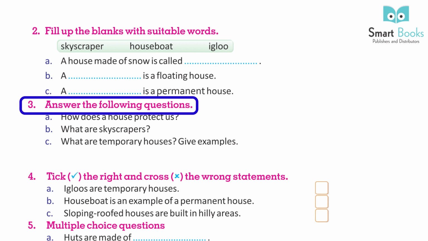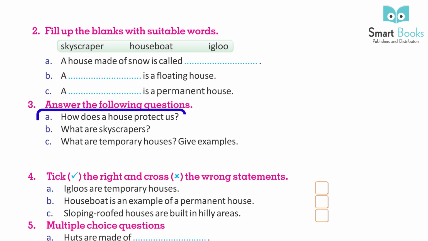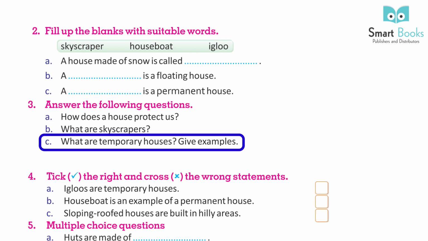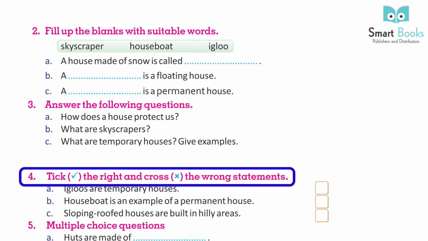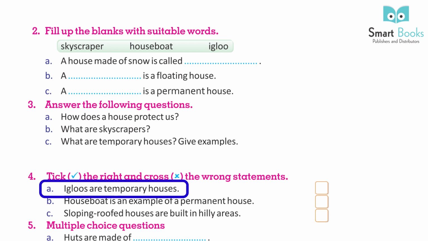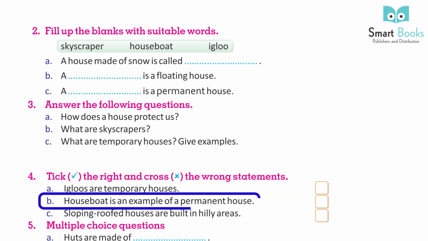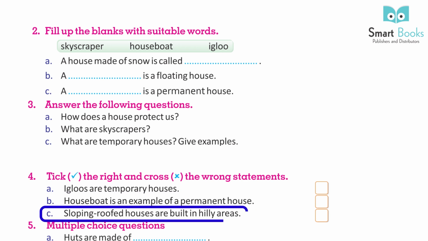3. Answer the following questions. A. How does a house protect us? B. What are skyscrapers? C. What are temporary houses? Give examples. 4. Tick the right and cross the wrong statements. A. Igloos are temporary houses. B. Houseboat is an example of a permanent house. C. Sloping roofed houses are built in hilly areas.